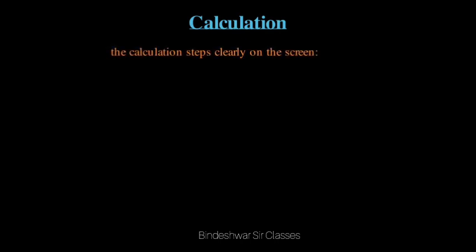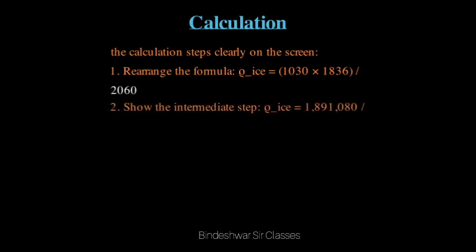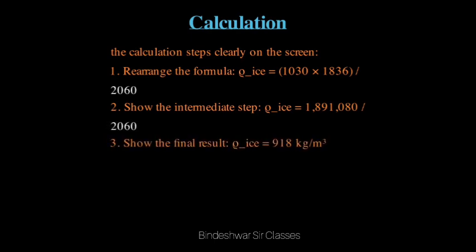Now, let's solve for the density of ice. We need to rearrange our equation to isolate rho ice. So, rho ice equals 130 multiplied by 1836, with the entire result divided by 2060. Let's calculate the numerator first. 30 times 1886 is 1,891,080. Now, we divide this number by 2060. So, 1,891,080 divided by 2060 equals exactly 918.